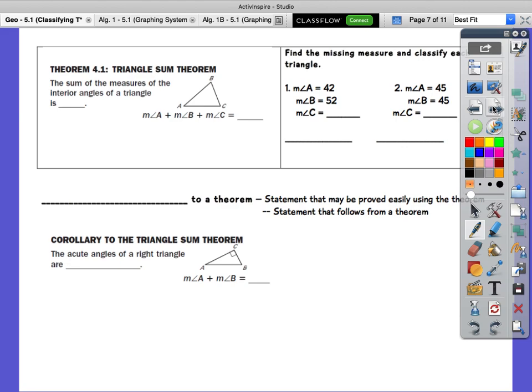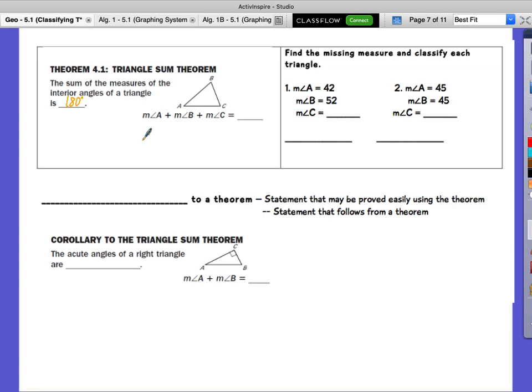Okay, we're going to talk about the triangle sum theorem. I really think you probably already know this for the most part. Maybe a couple of you don't, that's fine, because we're learning it as if you don't. The sum of the measures of the interior angles of a triangle, so we have the measures interior and exterior, inside out, what's the sum of all those three measures? 180 degrees. That's all the triangle sum theorem says.